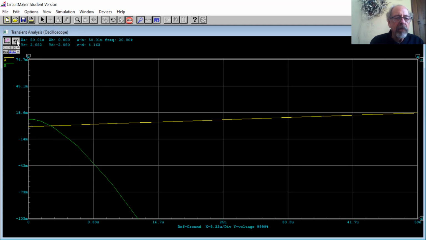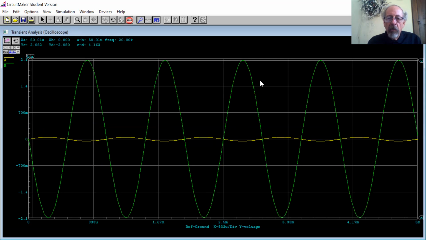Also, if I went back, let's go like this, I would notice, I didn't take a look at it before, but notice my values of Y sub C and Y sub D. Those are the C and D cursors. And notice I have 2.082 and 2.080. They are not exact. It turns out that there's a little bit of difference between those two.